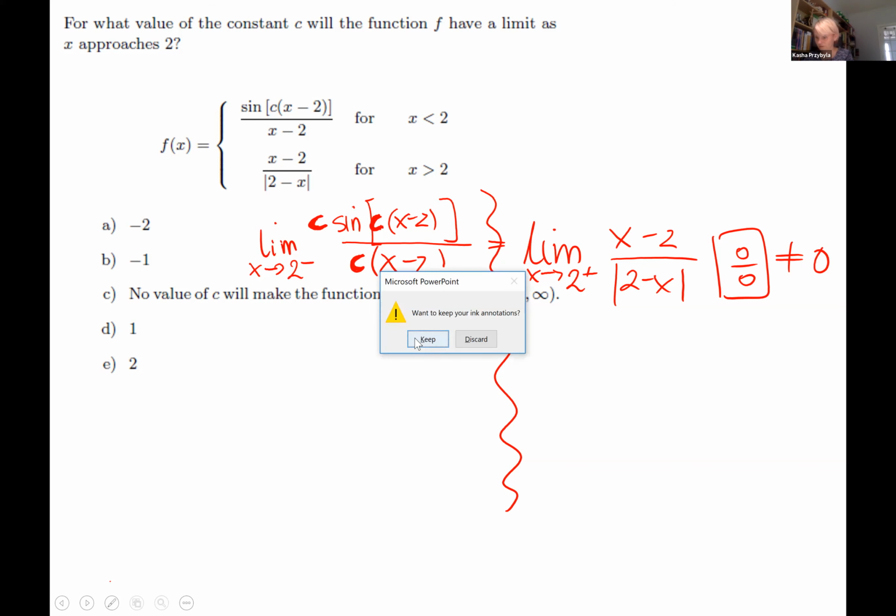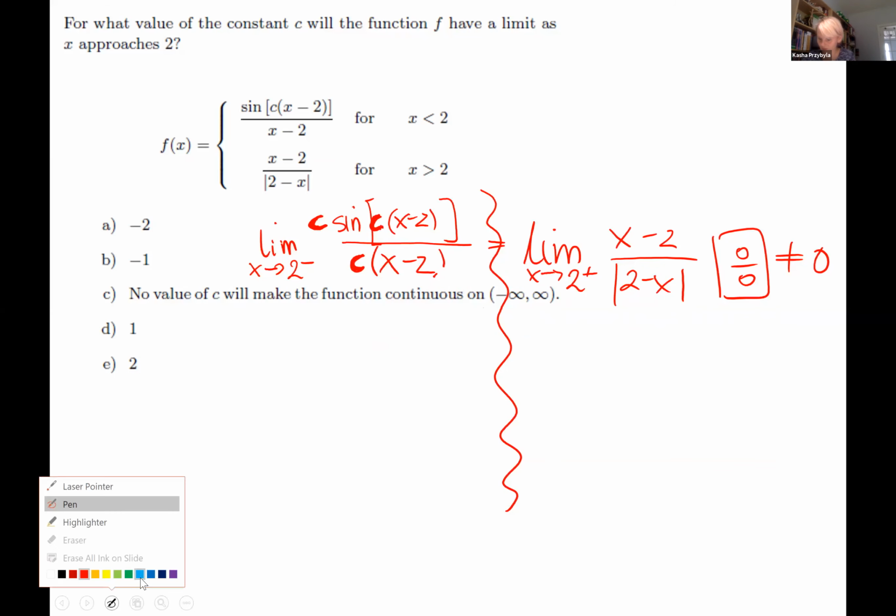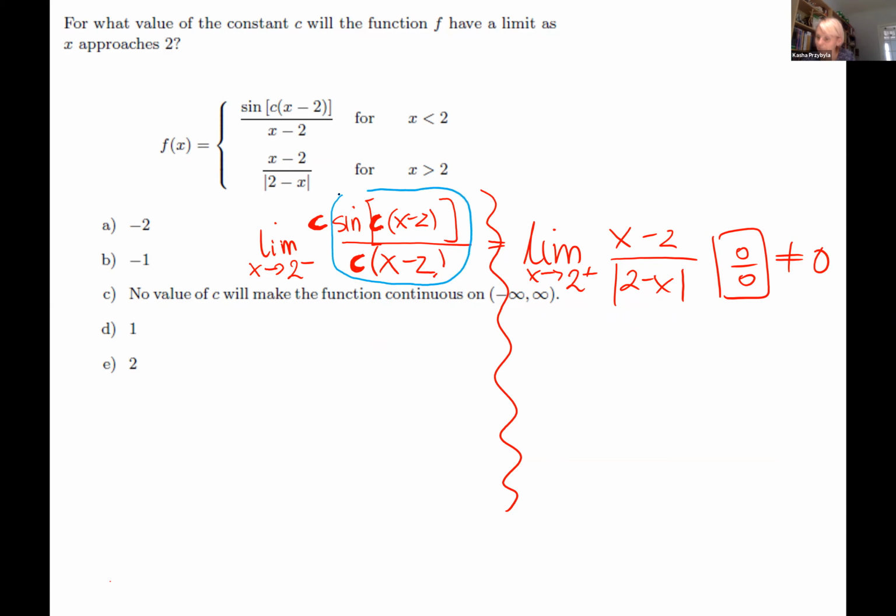Okay, and then that means we need this additional c, and now I will loop this. I have sine of c times x minus 2 over c times x minus 2. This limit is 1. And that's my property. Do you remember we have to have identical values, sine of a quantity over the same quantity. And what's left outside the loop is just c.